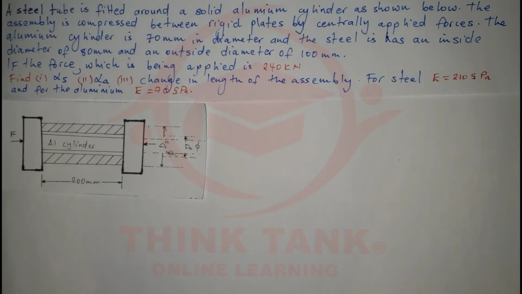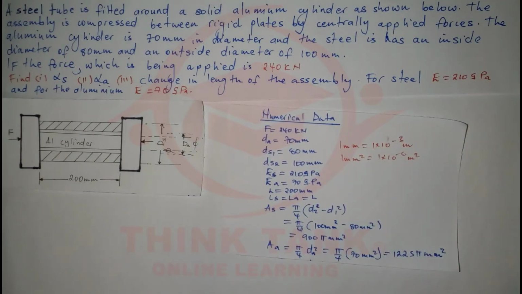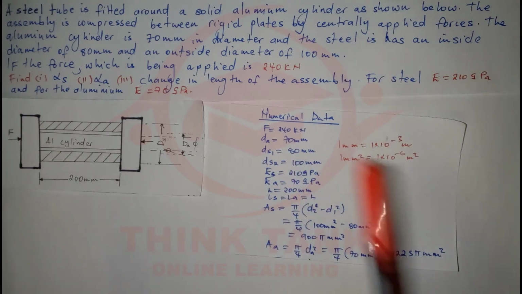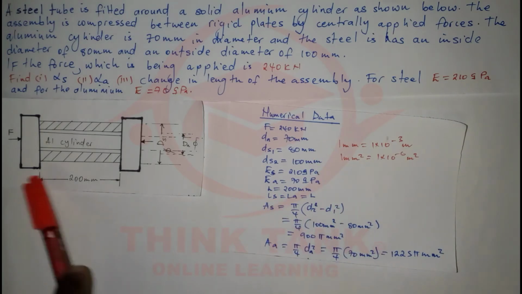Without wasting time, let's get into work. So before doing anything, first of all, we have to write the numerical data. We have to write everything that we're given. I've already done that. We have the force, the diameter, the interior diameter of the steel and the outside diameter of the steel. We also have the Young modulus of the steel, the Young modulus of the aluminium, and the length, which is L. And what I've already done is that I've calculated the area.